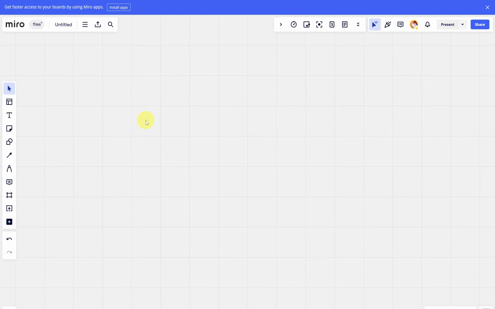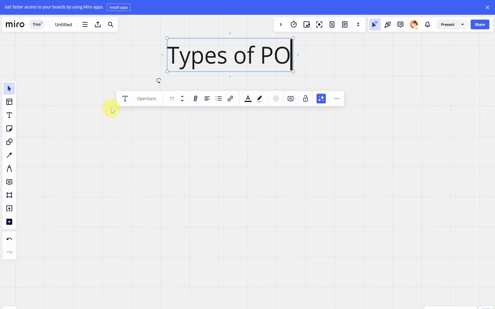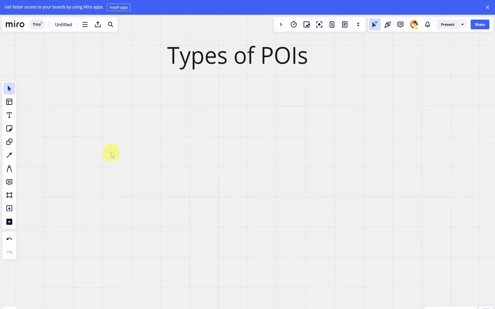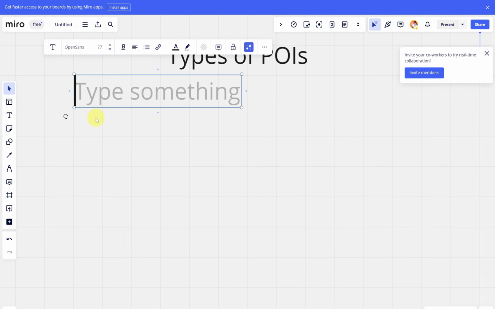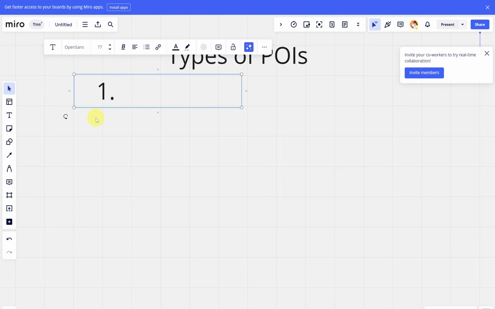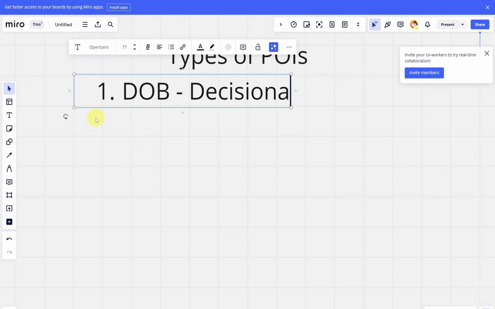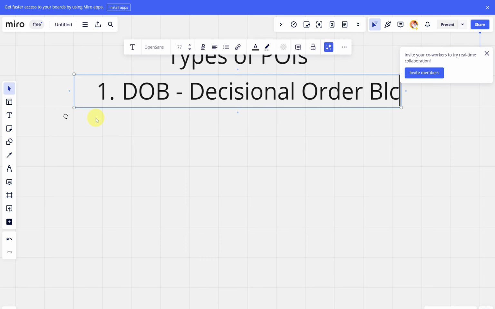Everyone. In this video, I'm going to explain types of POI. So we have different types of POIs which I use, and later I explain on the charts. So number one is DOB, also known as Decisional Order Block.